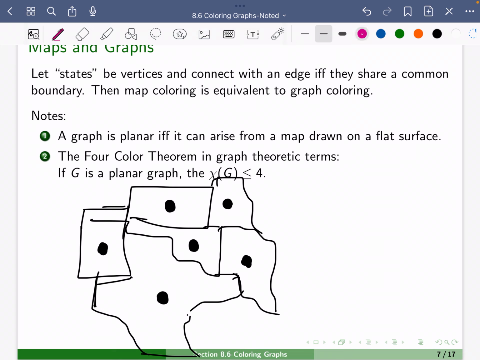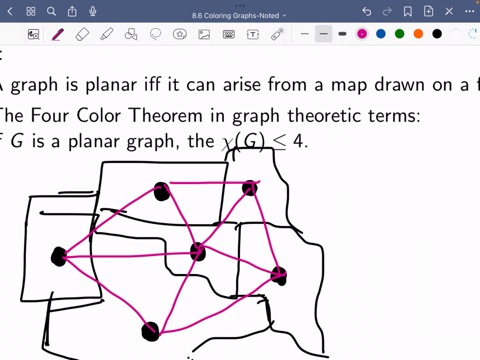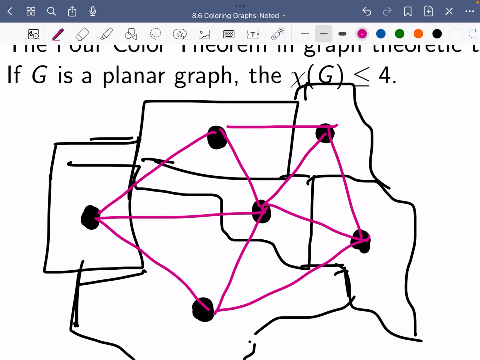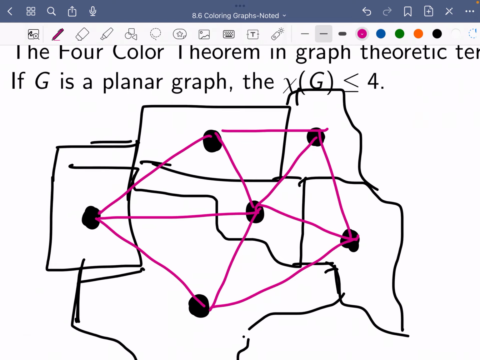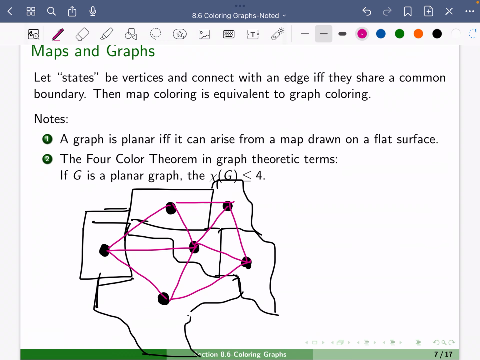These states here, they're adjacent. They share a border. Those share a border. And what we end up with here is this nice planar graph. If you look at just the pink stuff, if you were to imagine deleting the actual states themselves, you do end up with a planar graph.